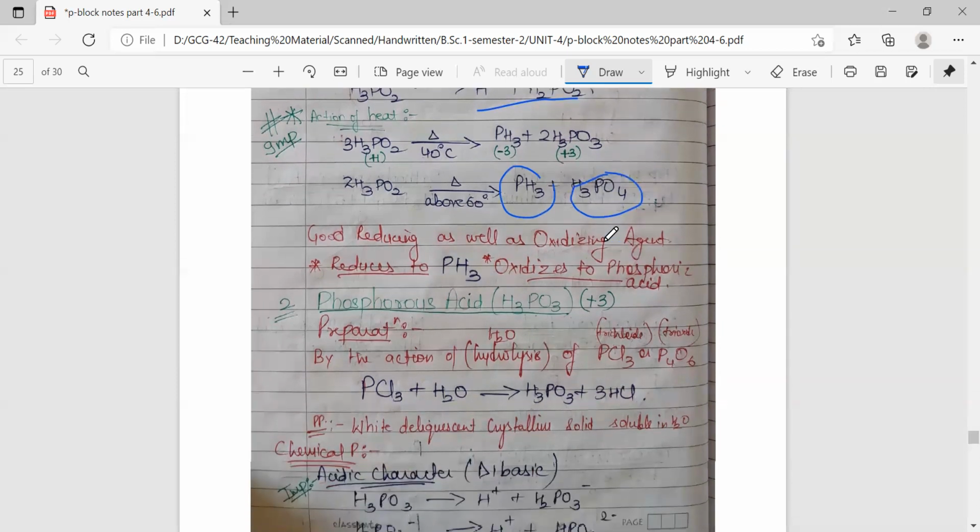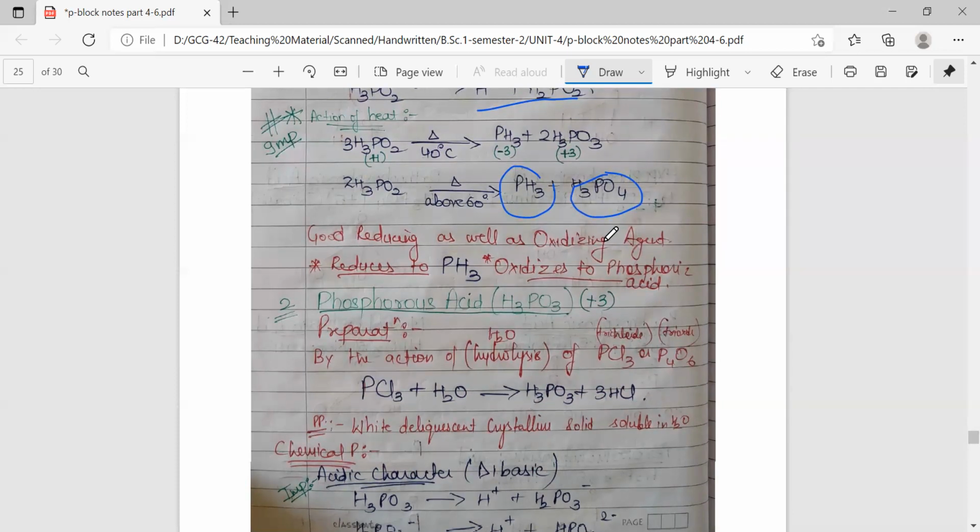Now this is a good reducing as well as oxidizing agent. It itself gets reduced to phosphine when it uses its oxidizing action, and it is oxidized to phosphoric acid when it uses its reducing action.